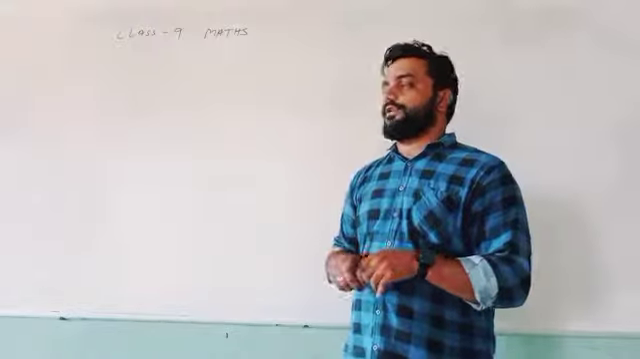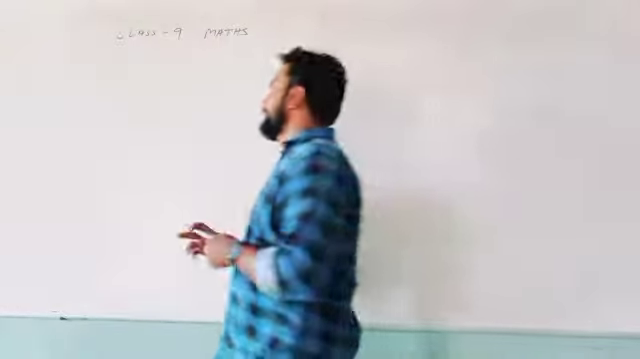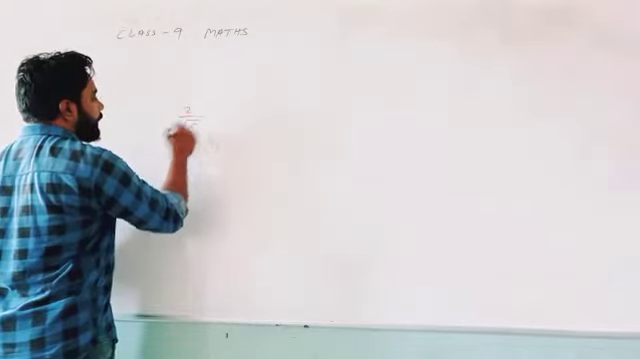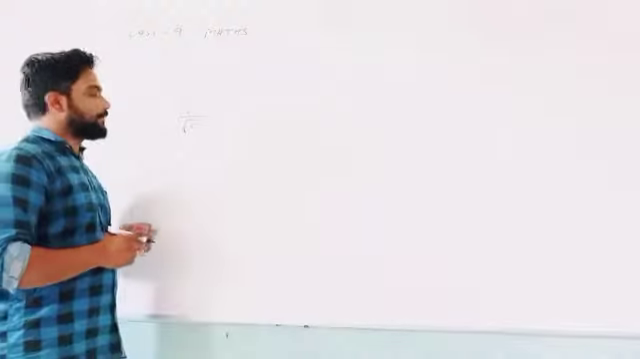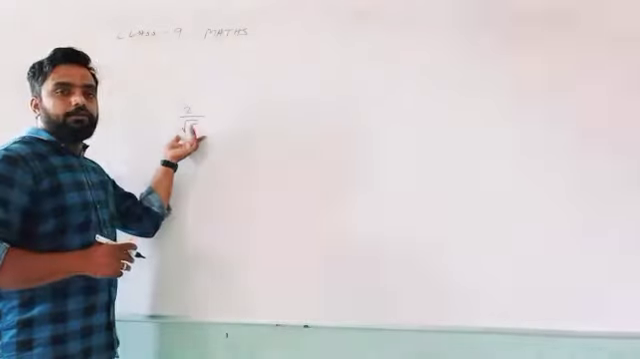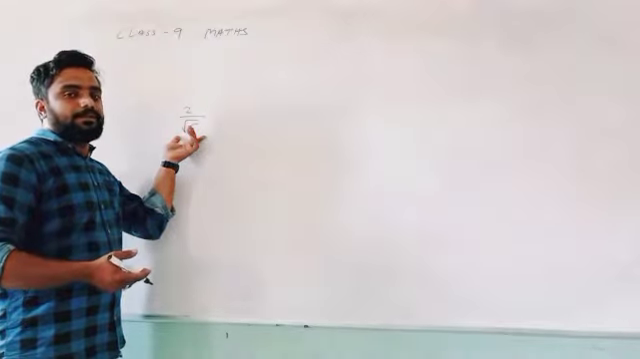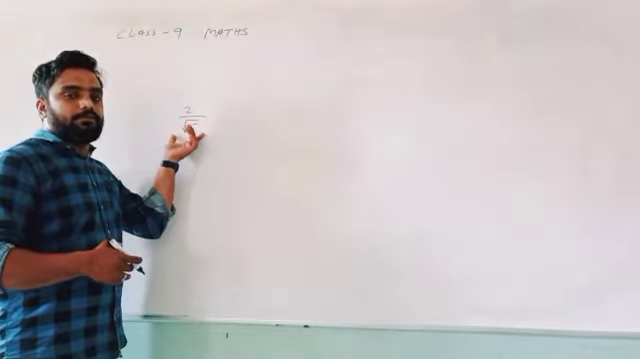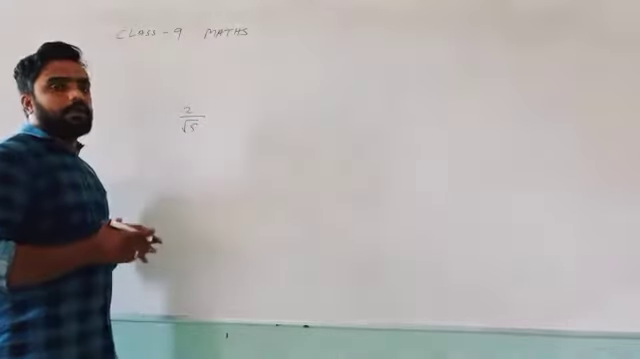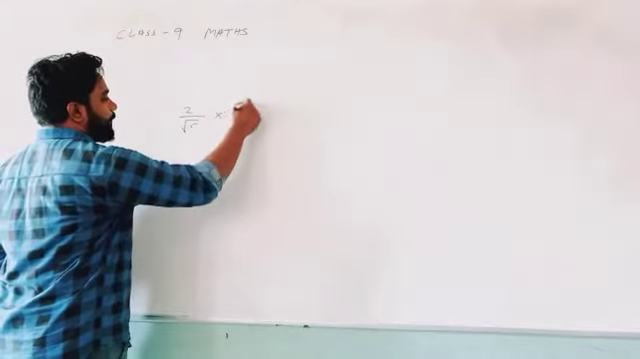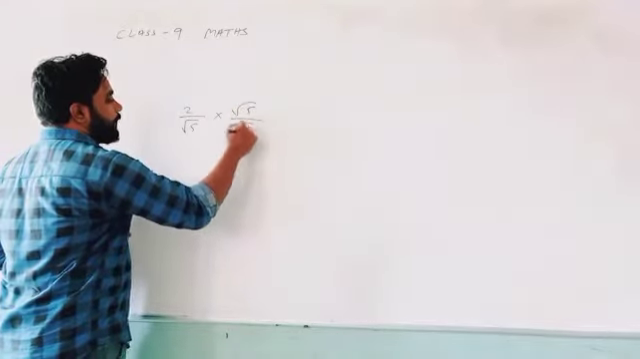Suppose I take one example. Suppose it is given to you as 2 upon root 5. Just see here, root 5, the denominator, is in irrational form. Understand or not? Now if I want to rationalize it, that means I want to convert this denominator into the rational form. So I have to multiply both the numerator as well as the denominator by the value root 5 and root 5.